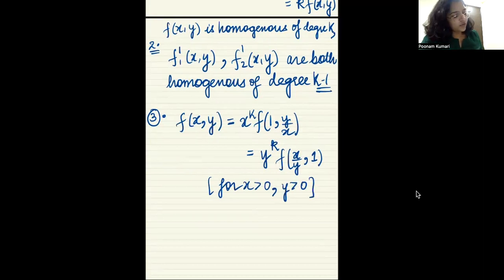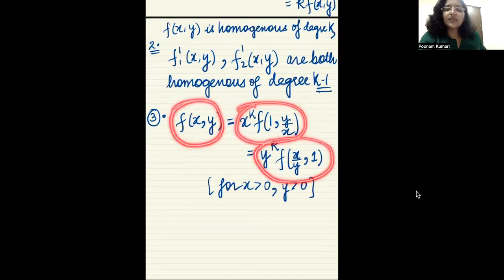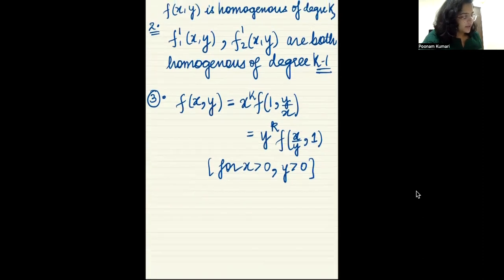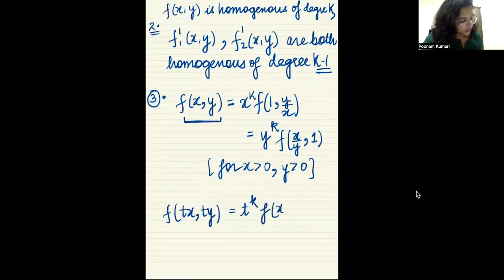These three values, this and this and this, they all are equivalent for a function which is homogeneous of degree k. Now you might wonder, why is it true? Just deviating a bit, if this function is homogeneous of degree k, then what happens? f(tx, ty) is equal to t raised to the power k f(x, y).